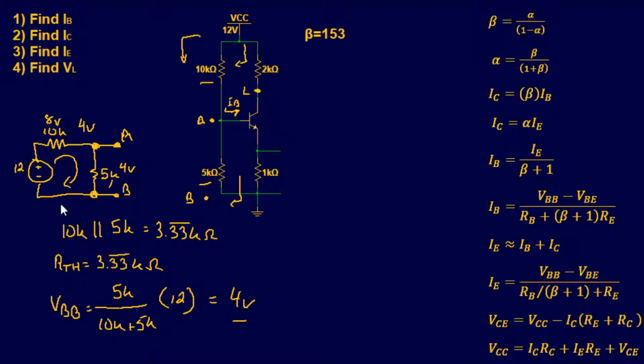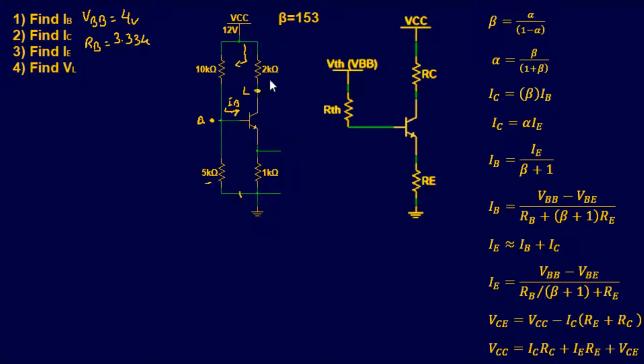I'll tell you what, I'm going to put this to the side and clean it up. So I cheated a little bit. I went ahead and copied the schematic off my slides just to make it easy on me. So we did the Thevenin equivalent for the base side, which is 3.33 repeating kilohms, and the voltage at the base is 4 volts. RC doesn't change, 2 kilo. The emitter doesn't change, 1 kilo. And VCC does not change, 12 volts. So all I did here was clean up the base side of the circuit, just the base of the transistor. So we did step 2, we simplified the circuit.